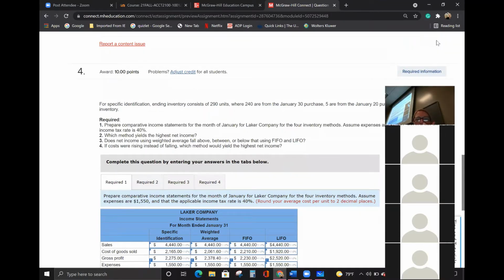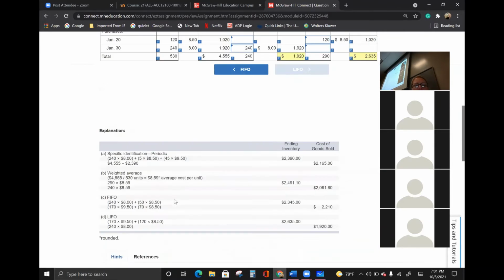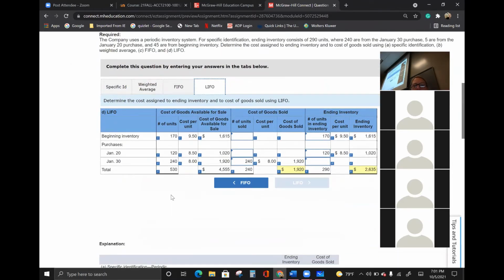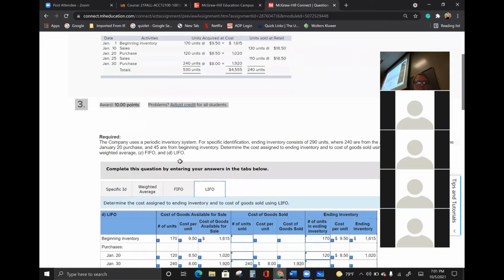Huh? It's a different problem. It's number 4, but it's using the same numbers. All right, so we have sales of 4440. So let's just go and calculate it and make sure. So we have sales. I don't have a calculator, and my phone's probably in my purse.